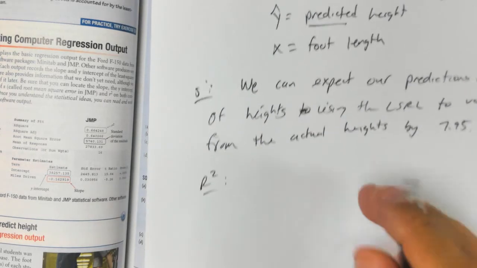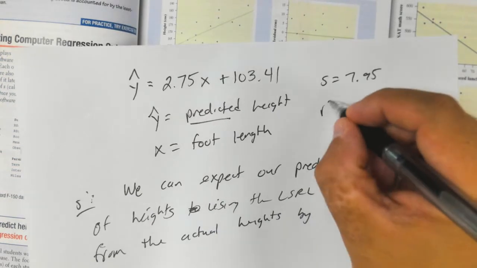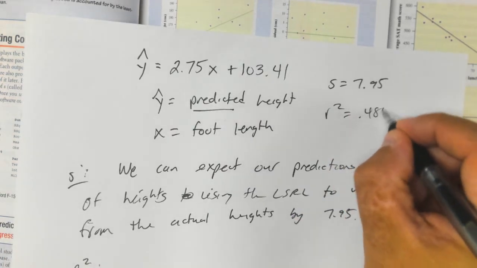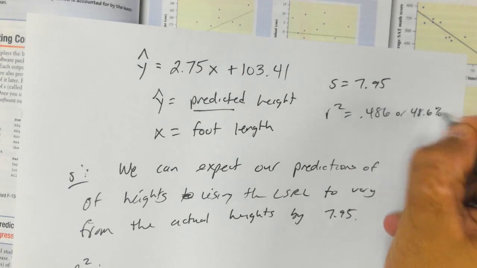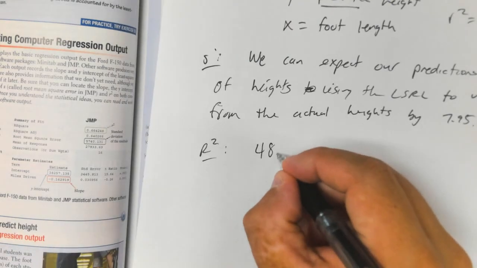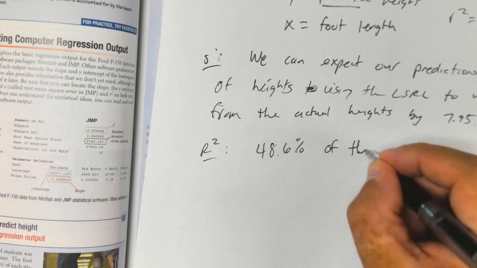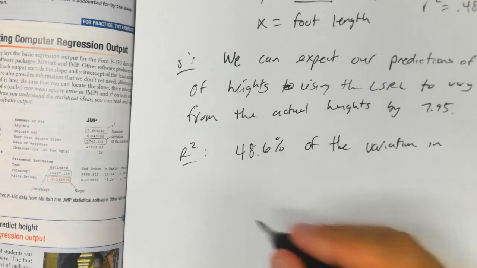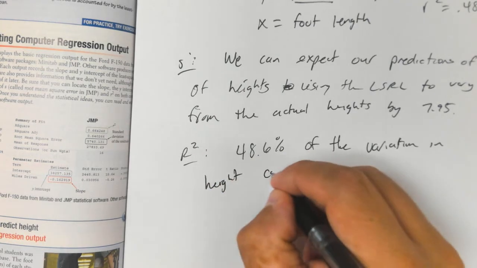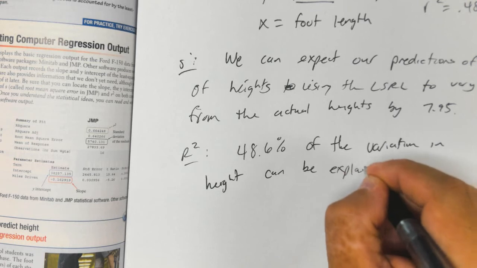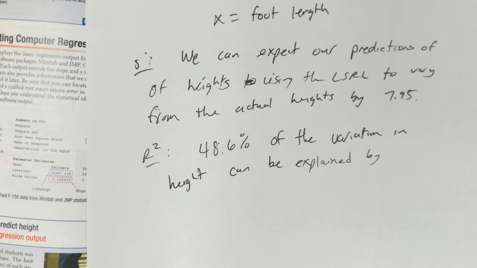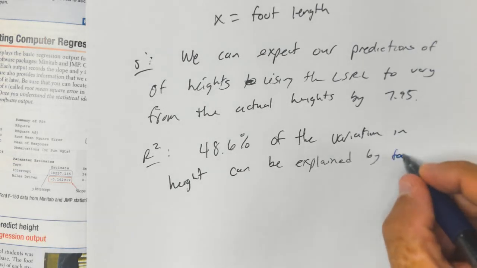How you interpret r squared is, if I look at my output, it's 48.6%. So I would say something like this: 48.6% of the variation in heights can be explained by, actually you can put x here, or you can put least squares regression line. I'm going to put the x value, foot length.